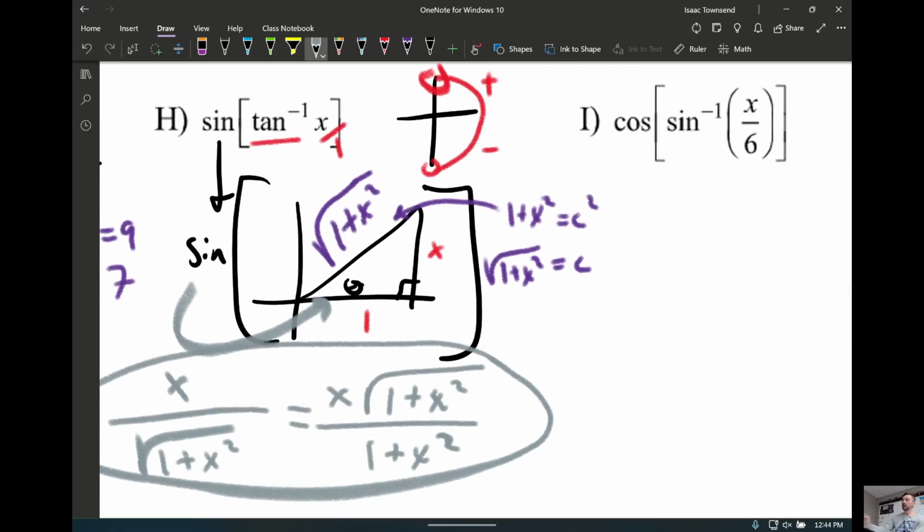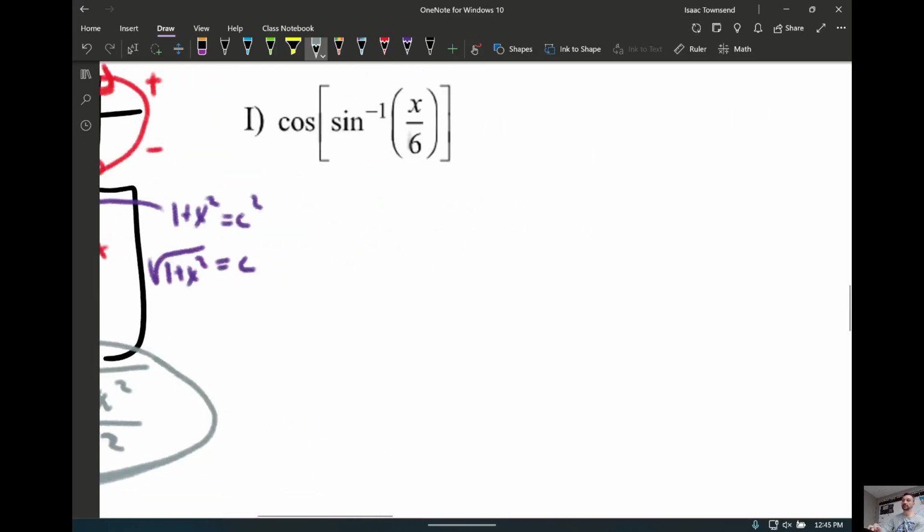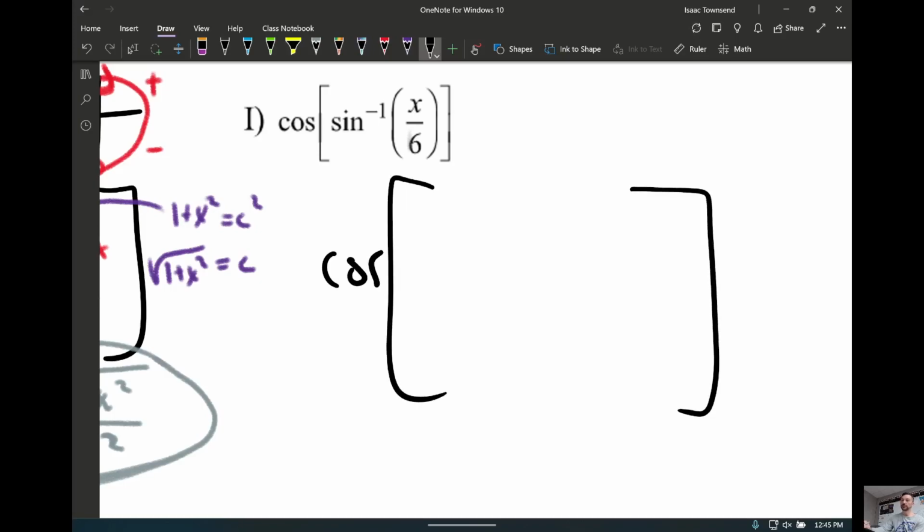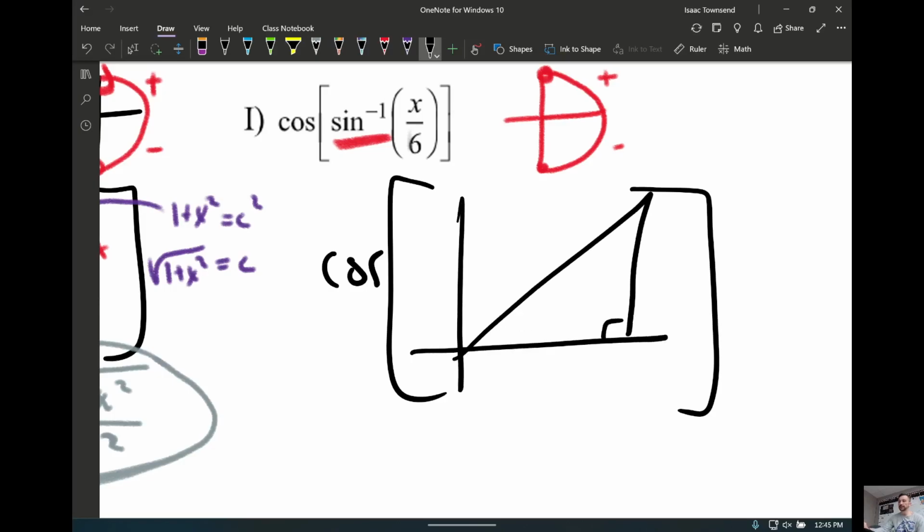So, okay, x over 6, is that on the unit circle? X over 6 is not something we memorize on the unit circle. So instantly I know to draw a triangle. Inverse sine exists in quadrants 1 and 4. Draw it in quadrant 1 if it's the inverse sine of something positive. Draw it in 4 if it's inverse sine of something negative. This is an implied positive x over 6.